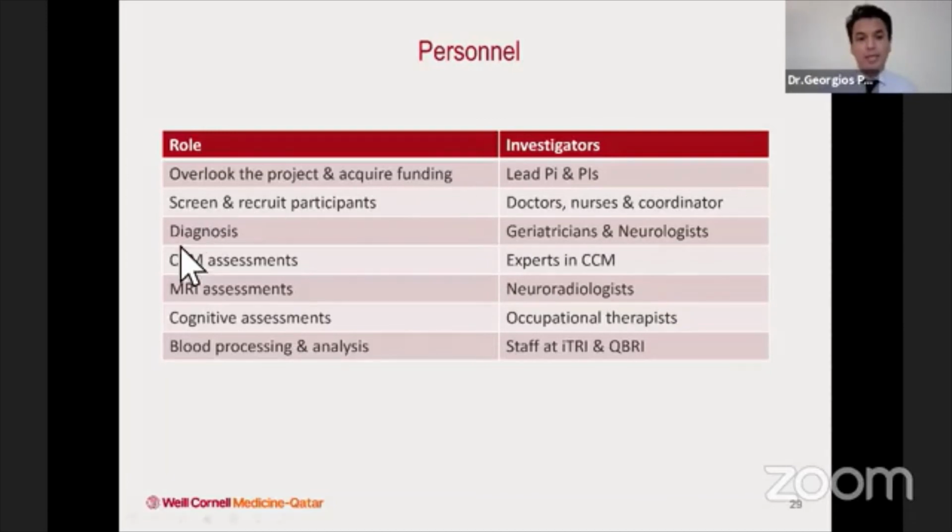For CCM assessment, we have the experts from Weill Cornell, like my colleague Professor Yanis, Dr. Nan, who does the eye test, and myself. For MRI assessments, we have Dr. Elsa Tuhi and Dr.